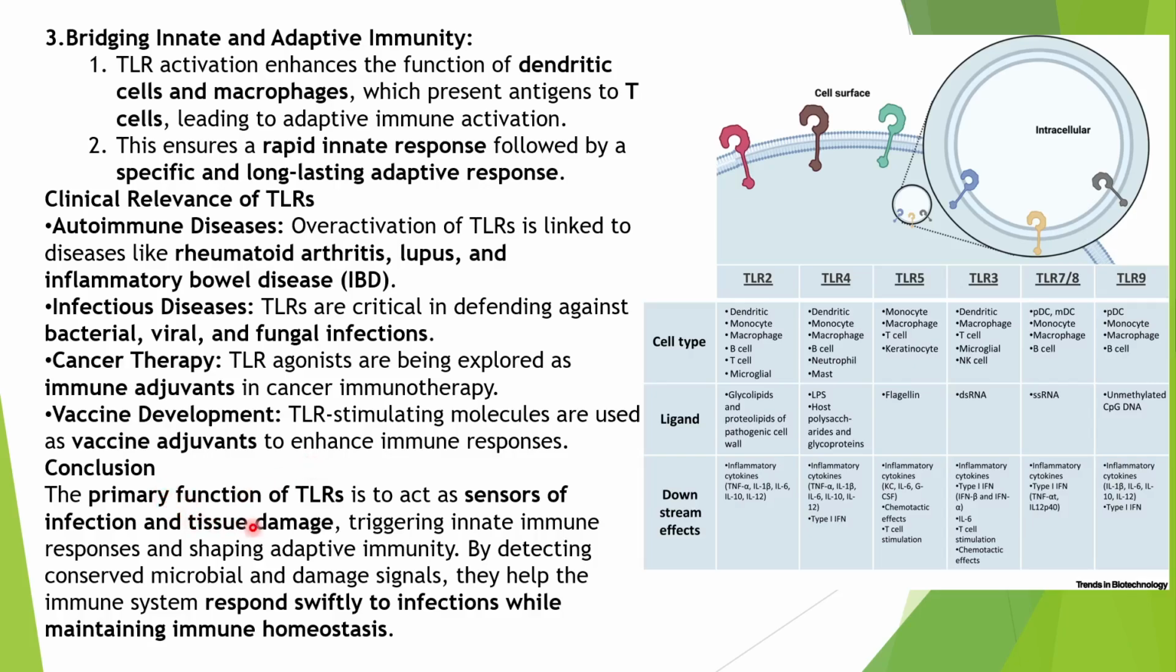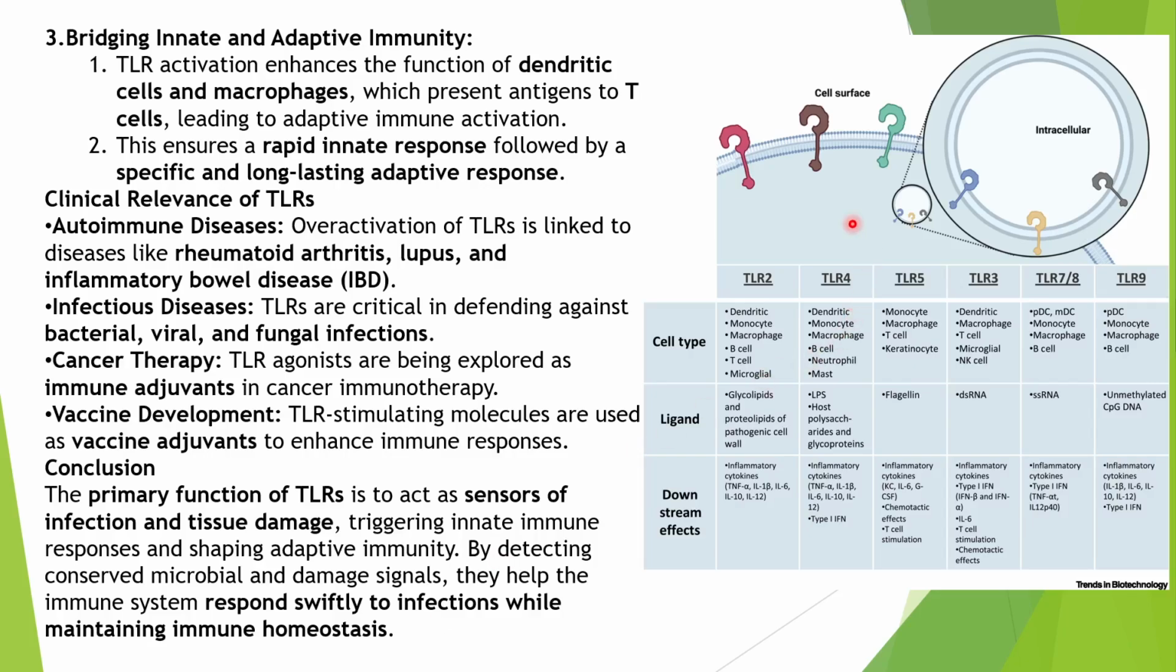So the primary function of TLRs is to act as sensors of infection and tissue damage, triggering innate immune responses and shaping adaptive immunity by detecting conserved microbial and damage signals. So you have both your pathogen associated and damage associated patterns, that is your PAMPs and DAMPs. They will then help the immune system respond swiftly to infections while maintaining immune homeostasis. So this is your TLR function in a gist.